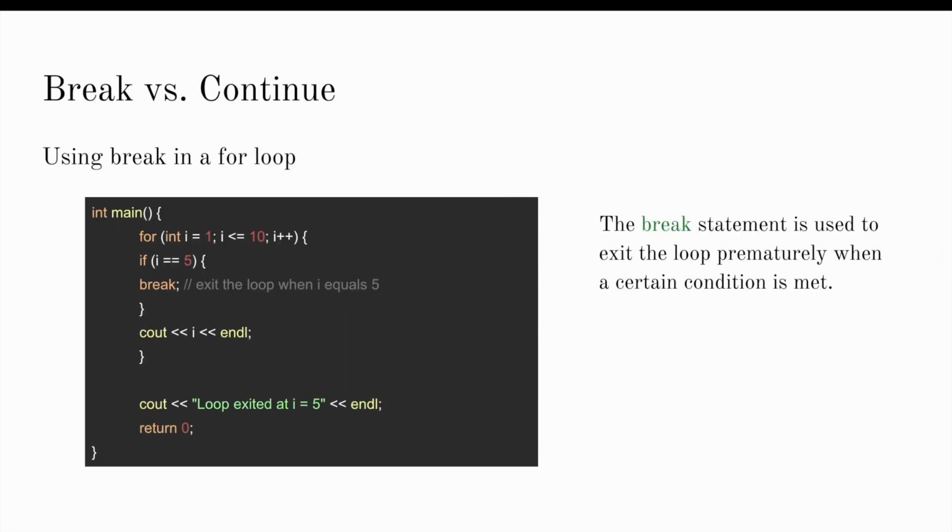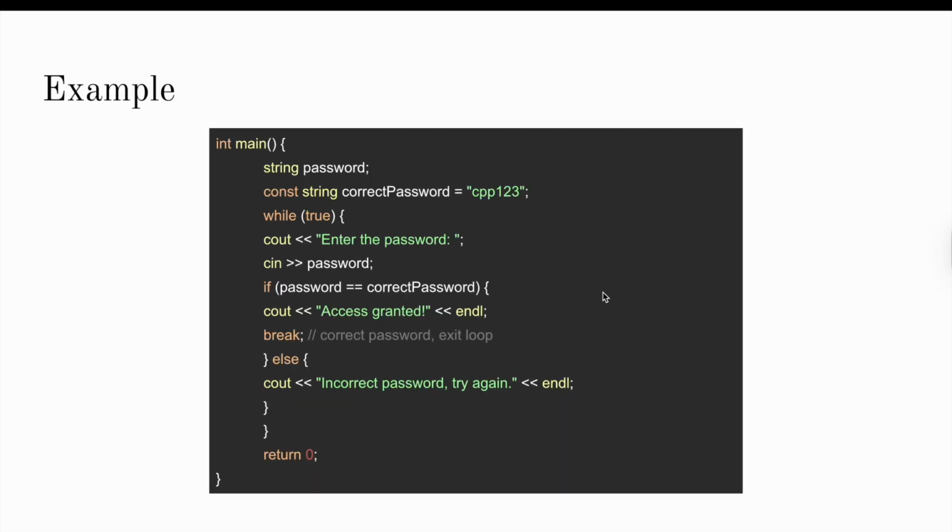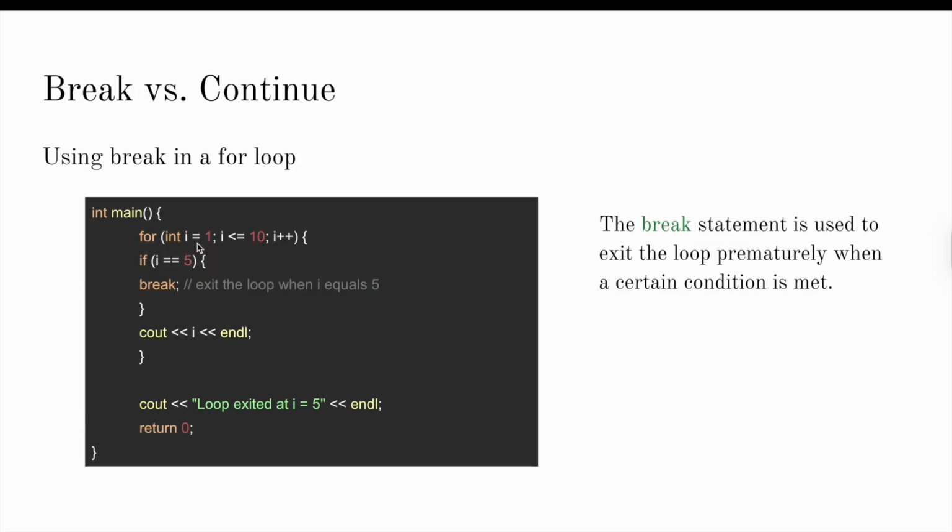The break statement is used to exit the loop prematurely when a certain condition is met. Exactly here, if this condition is met, stop. Here the break is used with int i = 1, i <= 10. We are saying you need to run 10 iterations, but if i is equal to 5, you need to break, meaning exit the loop when the value is 5. So it will not run 6, 7, 8, 9 and 10. That's the idea of break.